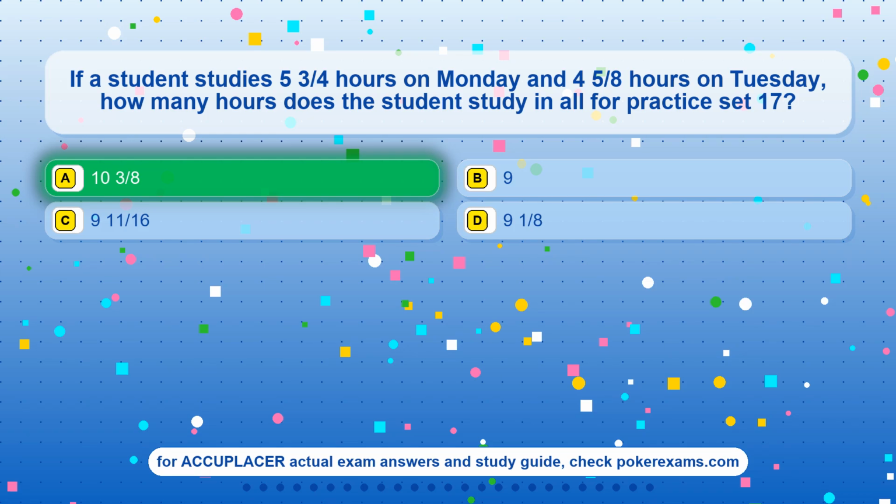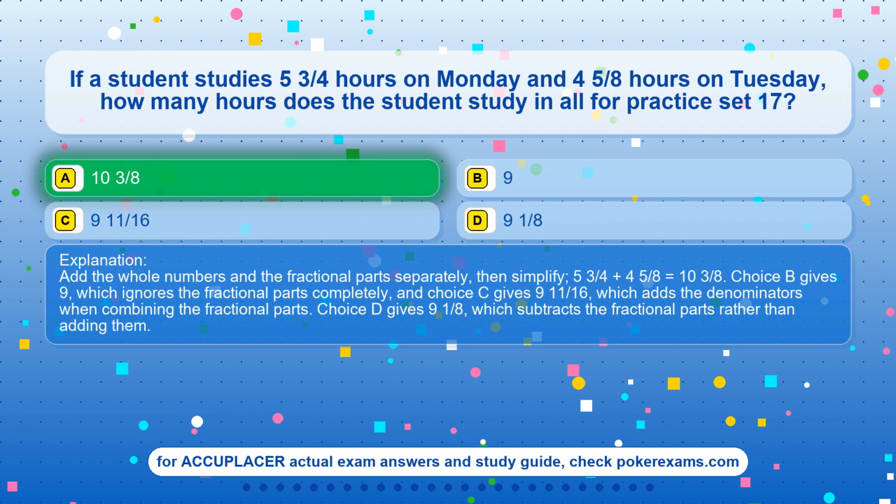The correct answer is option A, 10 3/8. Add the whole numbers and the fractional parts separately, then simplify. 5 3/4 plus 4 5/8 equals 10 3/8. Choice B gives 9, which ignores the fractional parts completely, and choice C gives 9 11/16, which adds the denominators when combining the fractional parts. Choice D gives 9 1/8, which subtracts the fractional parts rather than adding them.